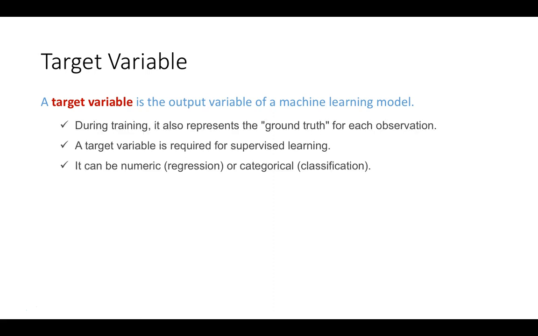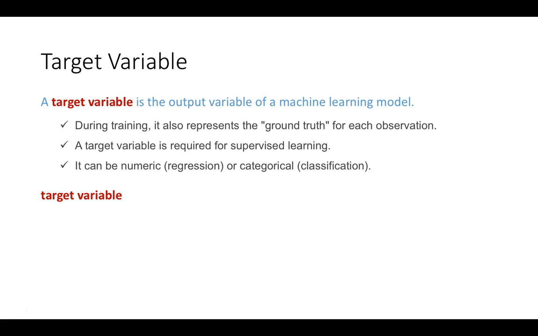Let's talk about the target variable now. What is a target variable? A target variable is the output variable of a machine learning model. During training, it also represents the ground truth for each observation. If the ground truth is available in the data set, then we call it labeled data. And a target variable is required for supervised learning. It can be a numeric variable, or it can be a categorical variable.